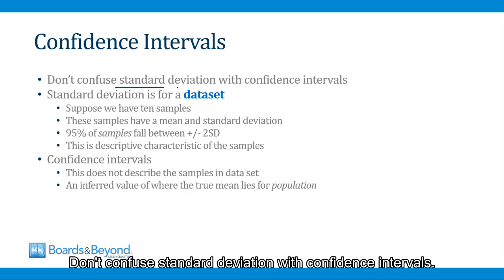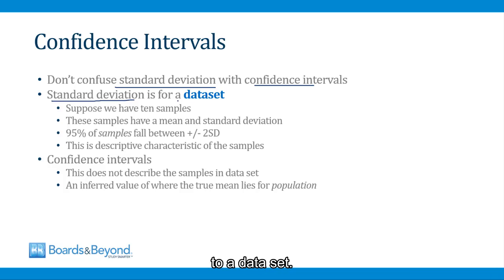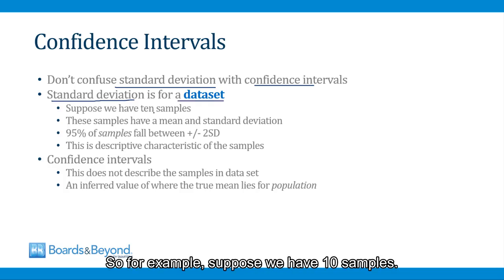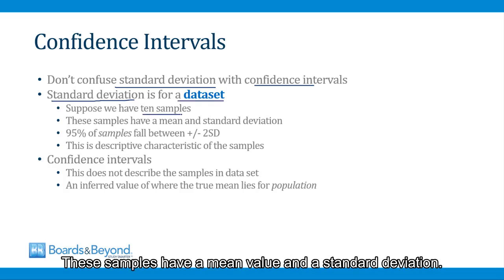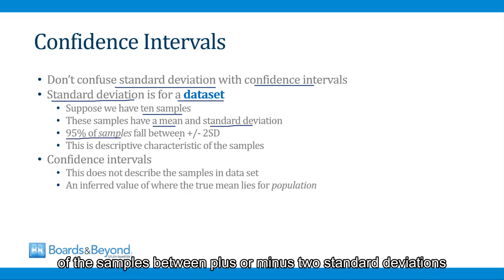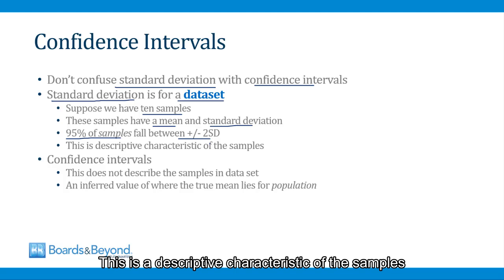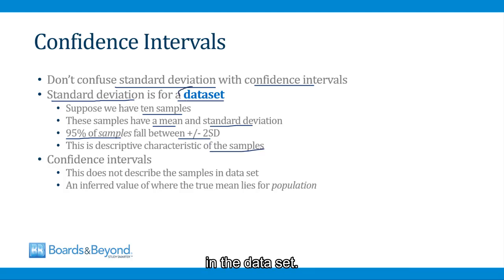Now let me make one important point around confidence intervals, especially when it comes to answering board questions. Don't confuse standard deviation with confidence intervals. Standard deviation is a dispersion metric that applies to a data set. So for example, suppose we have 10 samples. These samples have a mean value and a standard deviation. And as we talked about earlier, you can find 95% of the samples between plus or minus 2 standard deviations from the mean. This is a descriptive characteristic of the samples in the data set.